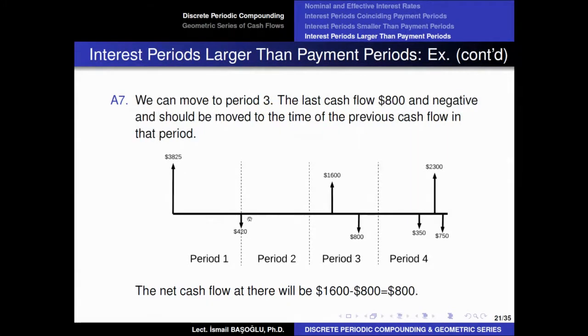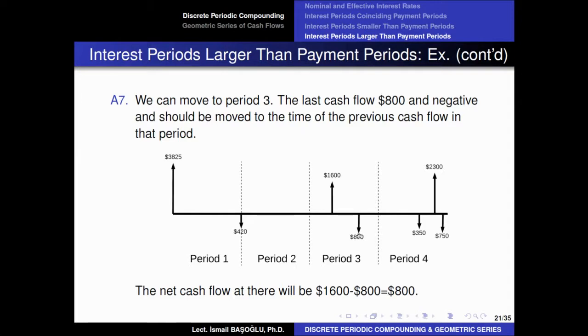So you see, we have completed the withdrawals, eliminating the withdrawals and cash deposits during period 2. So there is not an intermediate cash flow during period 2 now. We can move to period 3. The last cash flow is $800.